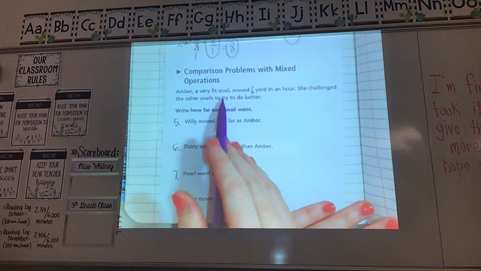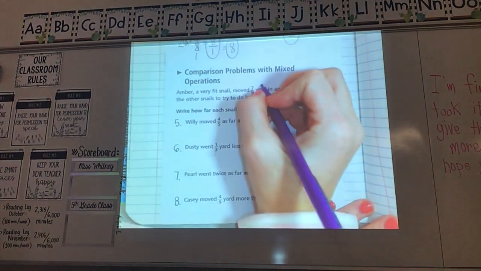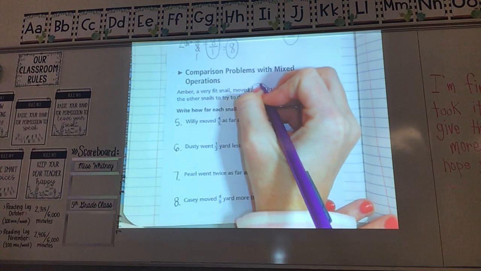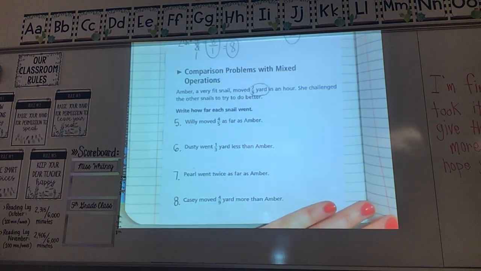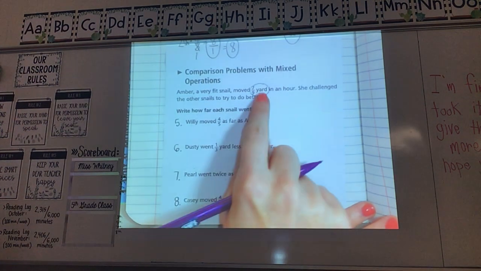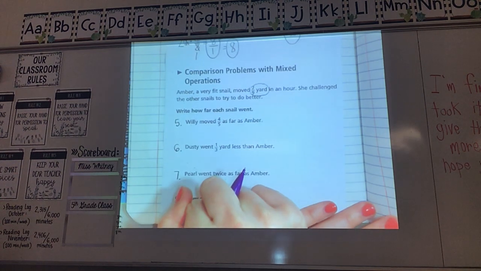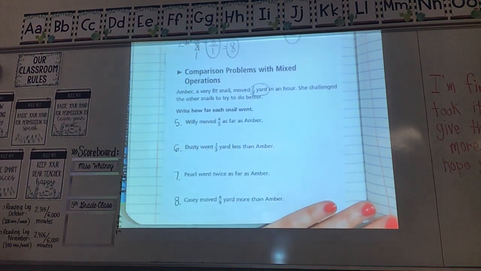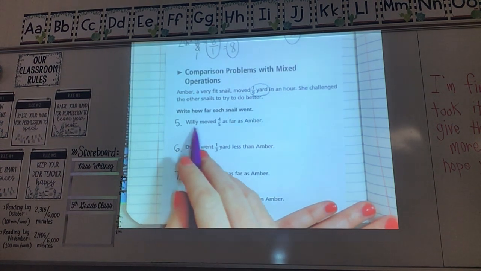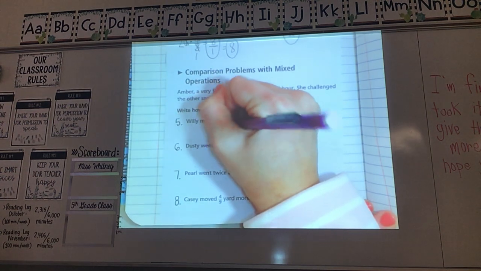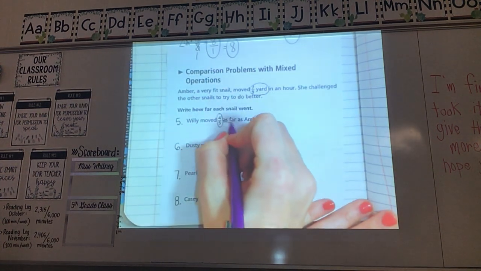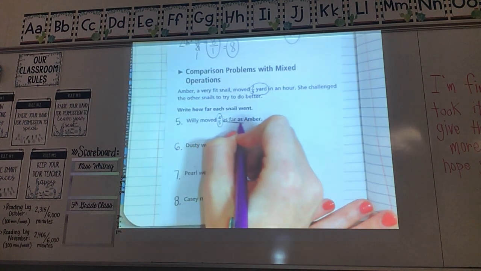Amber, a very fit snail, moved 7/9 yard in an hour. She challenged the other snails to try to do better. Write how far each snail went. So we're going to use Amber's number for all of these, and then we're going to do something with this other snail's number to figure out how far that snail went compared to Amber. So number 5 says, Willie moved 4/5 as far as Amber.